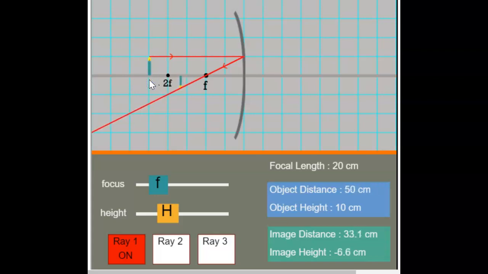Well, in the previous lesson, we looked at qualitative, descriptive ways to identify where the image would be. So for instance, between 2F and F, or behind 2F, etc. But today what we're going to look at are ways to take that qualitative information and make it quantitative. And that is really what today's lesson is about.